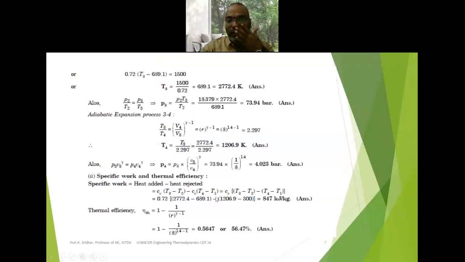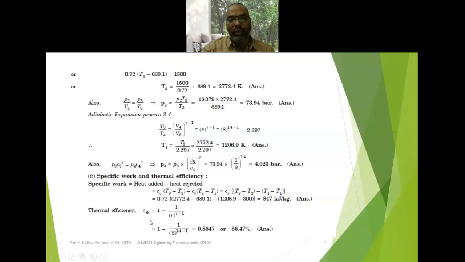The second part is asking about the specific work and thermal efficiency. We know that work is nothing but heat added minus heat rejected, so Cv into (T3 minus T2) minus Cv into (T4 minus T1). You know all the values, so substitute. We will get the specific work output by this Otto cycle as 847 kilojoules per kg.